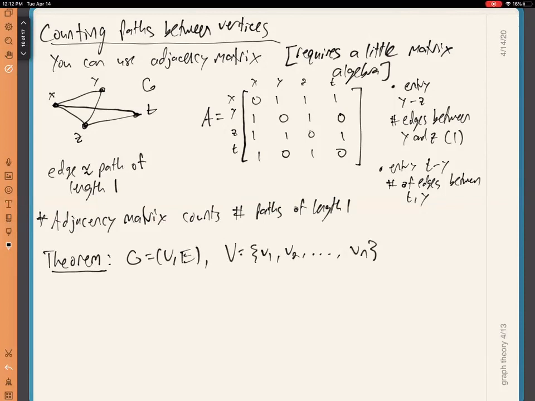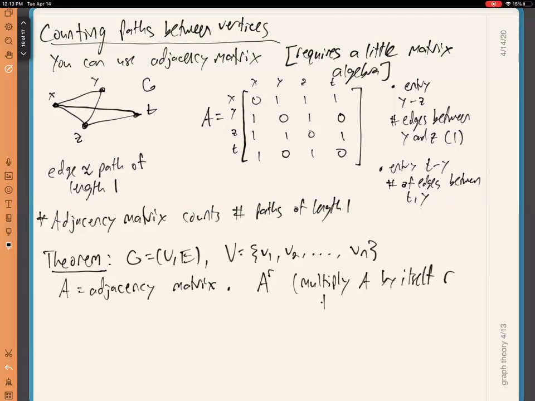Right, and so what you're going to do is form the adjacency matrix, and I'm also going to look at the rth power of this matrix, right? So multiply the matrix by itself r times. So you have to know how to multiply matrices in order to do this. Again, if you don't remember how to do that, or you've never learned it, that's okay. I won't test you on any of this. It's just an interesting point.